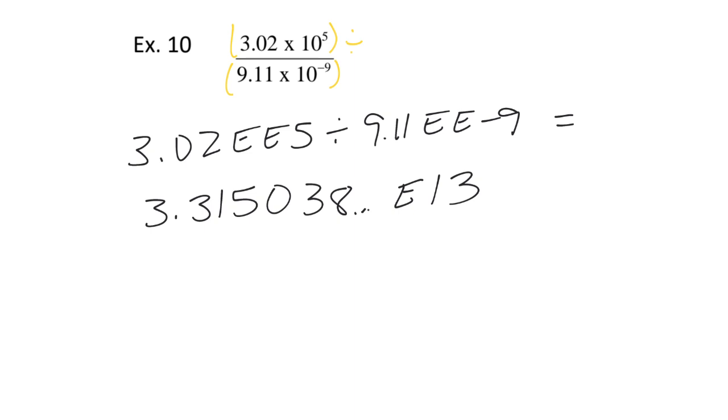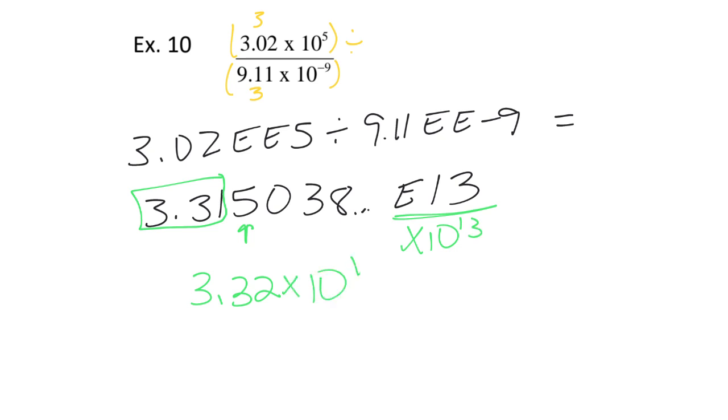I mean, it is, but there's so many digits there. So once again, we have 3 sig figs and 3 sig figs. So we are going to stop at 3. So we're going to take this. Oops, and look, there's a 5. So it's going to be 3.32, and this is times 10 to the 13th. So times 10 to the 13th is our answer.